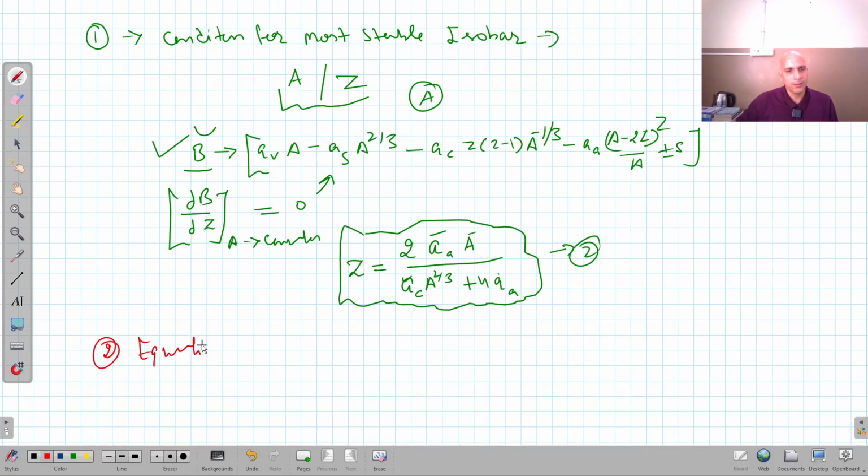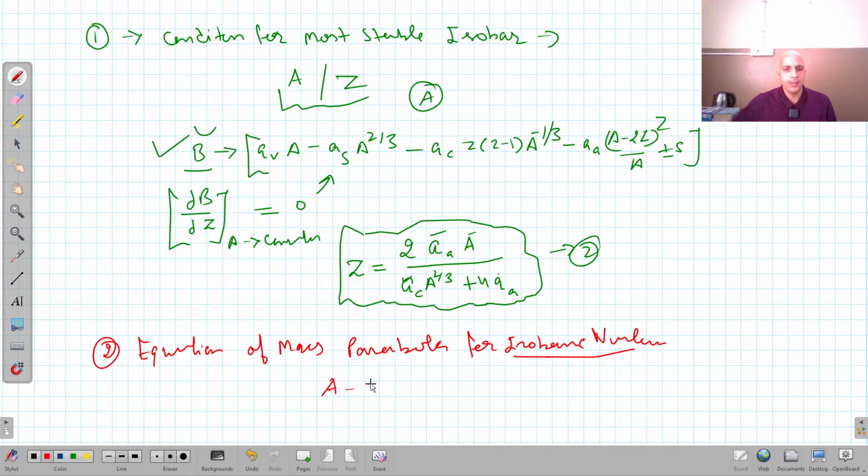Equation of mass parabola for isobaric nuclei. Again, the same thing. Isobaric nuclei means those nuclei for which A is same but Z is different, right?